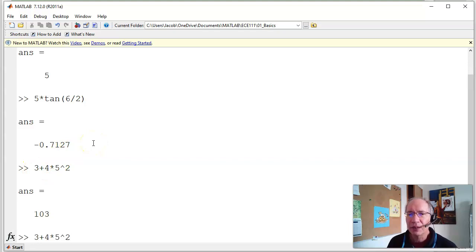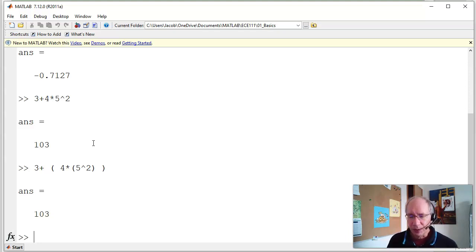It never hurts to use parentheses, so I could say, what is 5 squared? Make it clear that's what I want to do first. Then I want to multiply by 4. Then I'll add 3. Again, it never hurts to use parentheses.